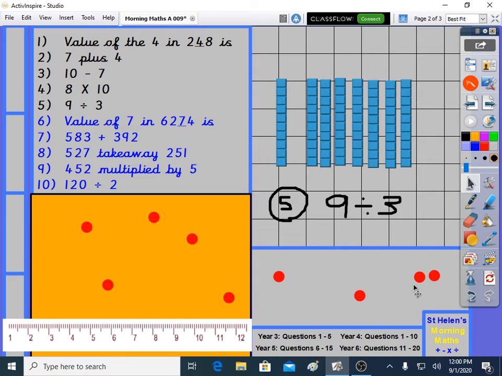So, let's put a group here, put another group here, another group here. Okay, these are the spare ones at the moment. 1 in this group, 1 in this group, 1 in this group. I've got 3 groups because it said share them between 3. How many in each group? 1, 2, 3. There's 3 in each group because the answer is 3 as well. 9 shared between 3, or 9 divided by 3 equals 3. There's your answer to number 5. 9 divided by 3 equals 3.